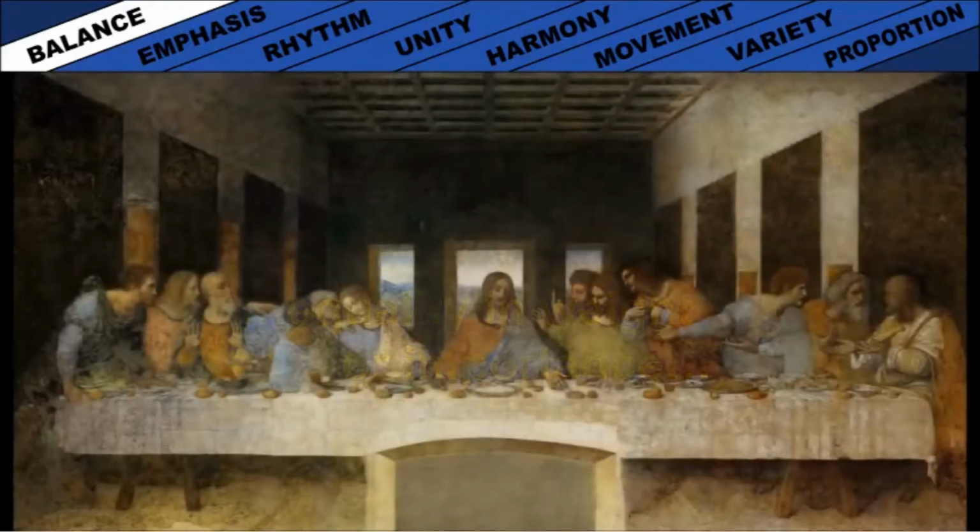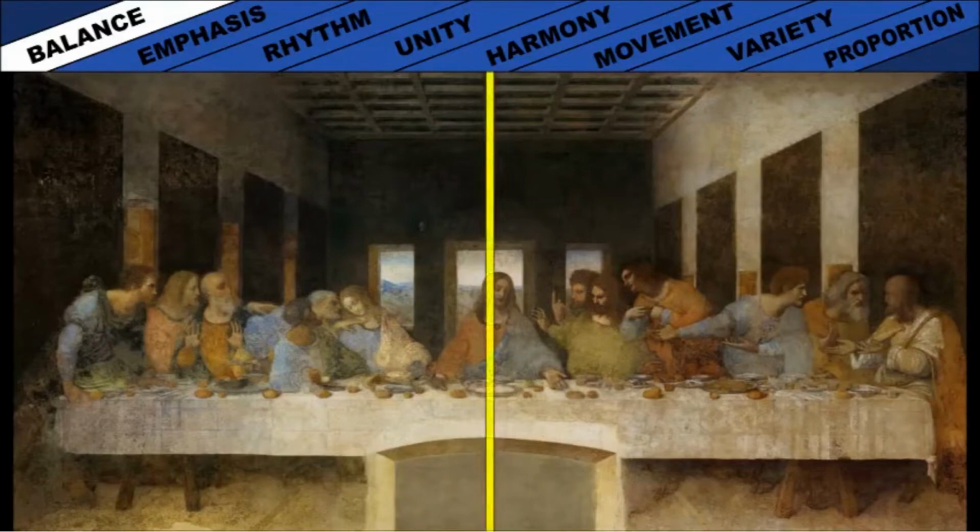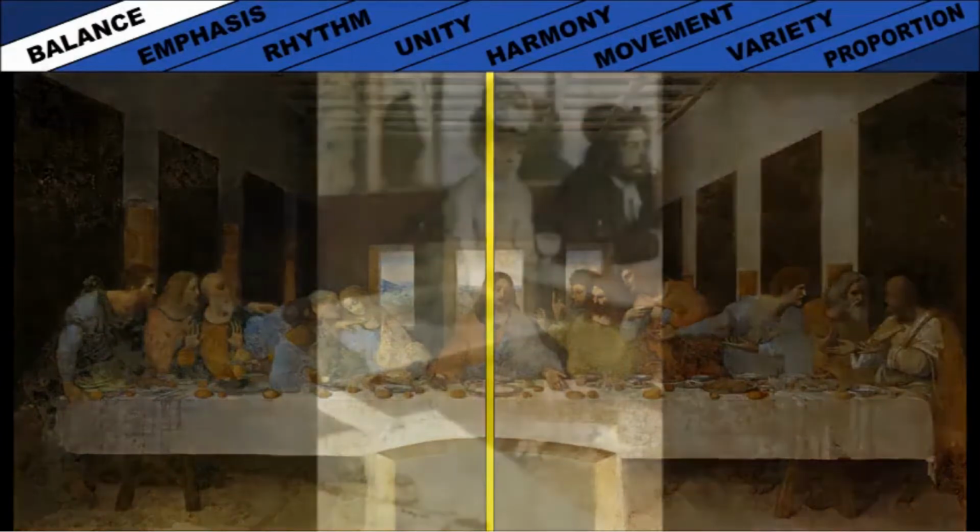In The Last Supper by Leonardo da Vinci, the artist has used the principle of balance by creating a symmetrical composition. The background architecture of the painting is symmetrical, with the figures placed symmetrically within it. This is known as formal or symmetrical balance. The artist used balance to create a stable, confident feeling.